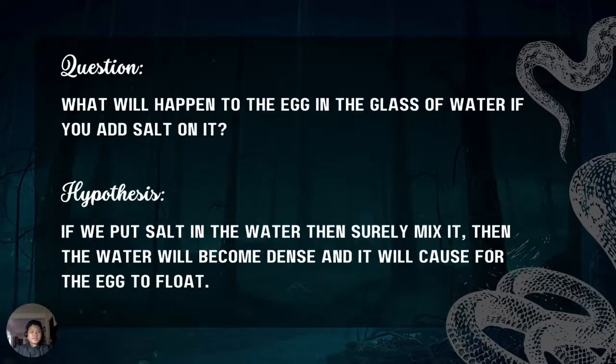The remaining question is, what will happen to the egg in the glass of water if you add salt to it? Well, the hypothesis is if we put salt in the water, then surely mix it, then the water will become dense and it will cause the egg to float.